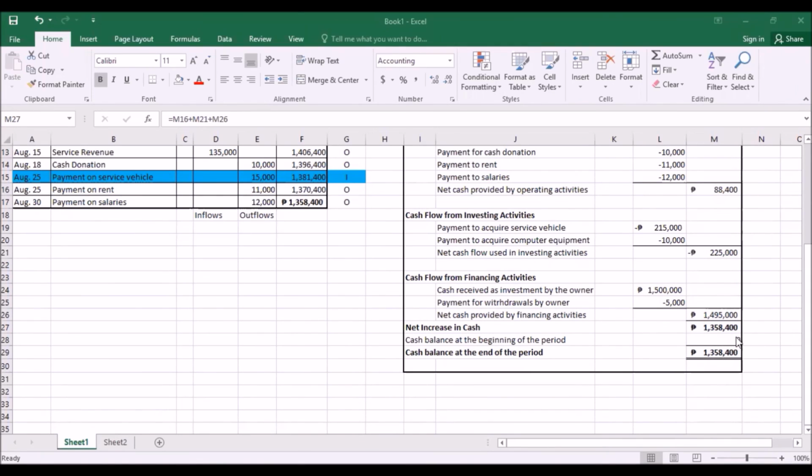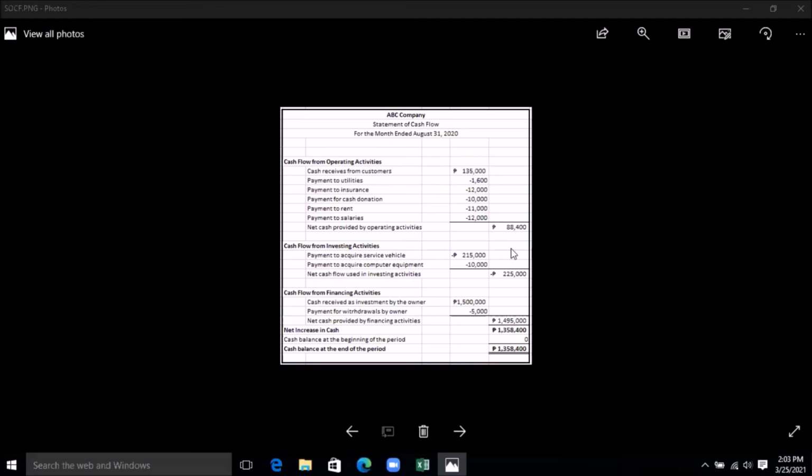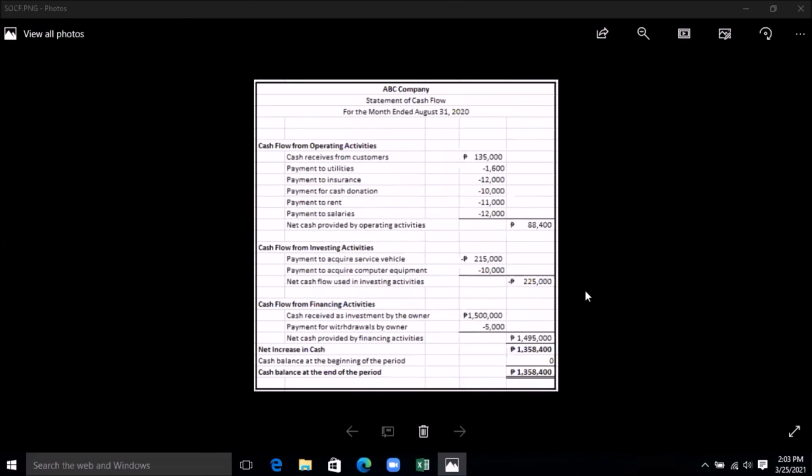Pero kung meron man po, ilalagay po dito at i-add po kayo net increase in cash. But this time around, wala. So, that means it is zero po. Wala pong amount na nakalagay or underline lang po ang nakalagay. Ika-copy lang po natin yung 1,358,400 dito po kay cash balance at the end of the period. So, ito po yung itsura ng statement of cash flow para po mas makita po natin ng mas malaki.